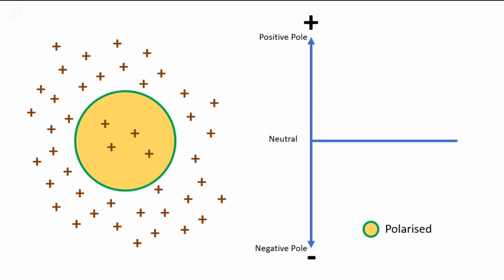So here we are, just a diagram explaining that. Again, you can see there are fewer cations within the cell, so it is negatively charged compared to its surroundings, and we would say that that cell is polarized.